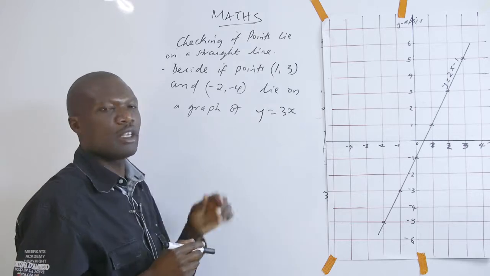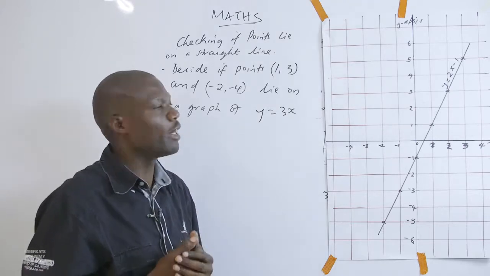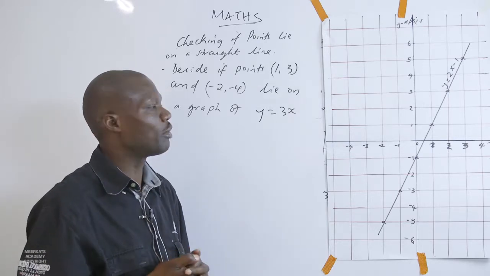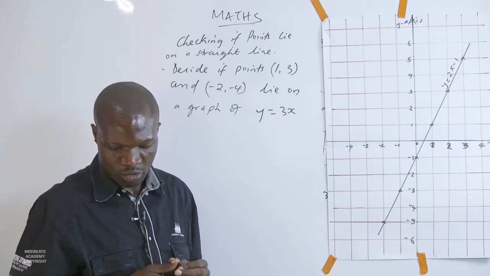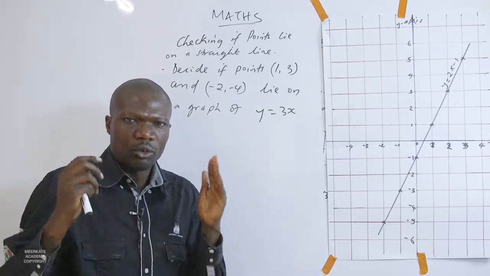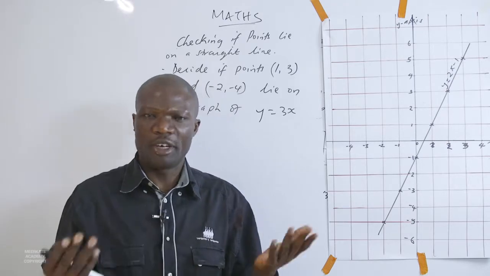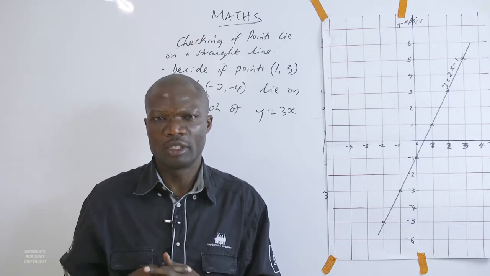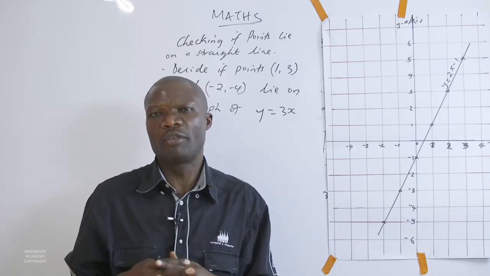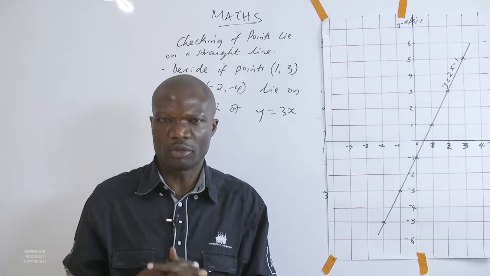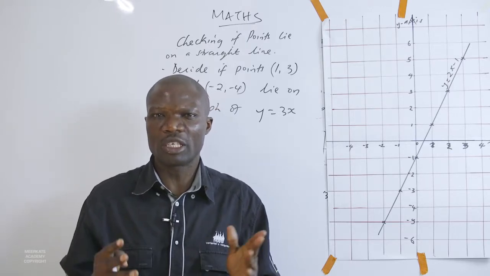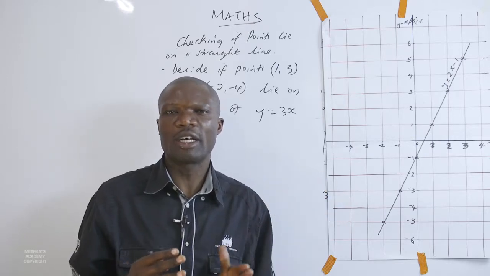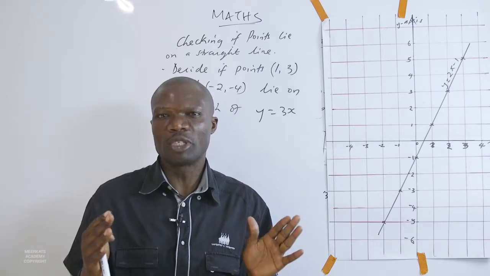Now, decide if the points (1, 3) and (-2, -4) lie on the graph of y = 3x. We can tell if points lie on a straight line or on a rule that will be given if those points satisfy the equation. And for us to tell whether the points satisfy the equation, because the equation has two sides, the right-hand side and the left-hand side, we substitute accordingly.